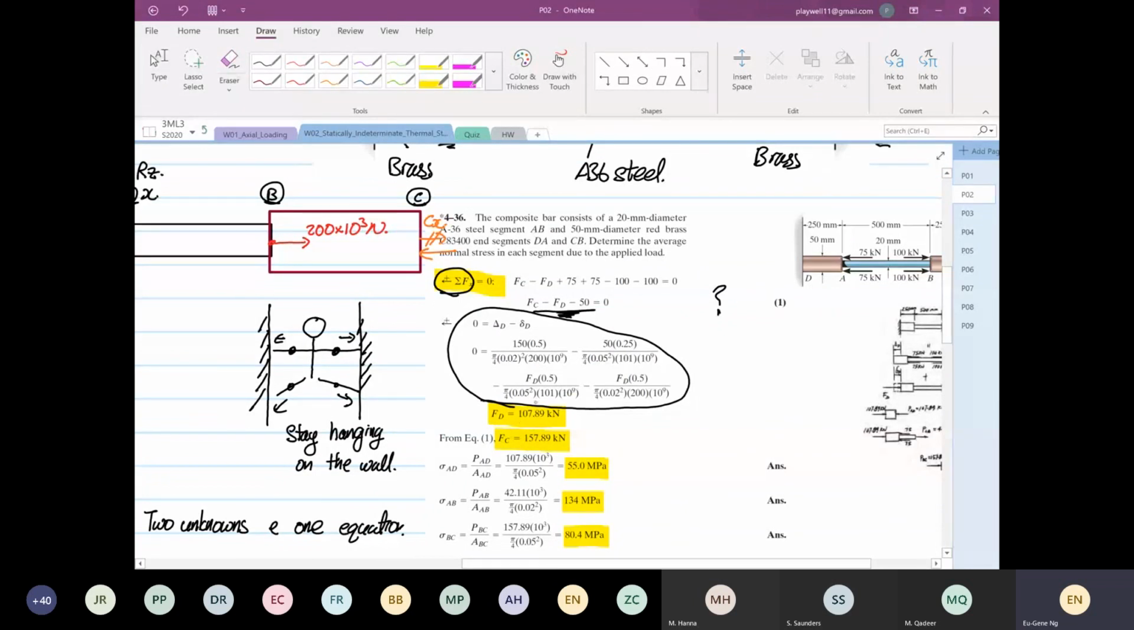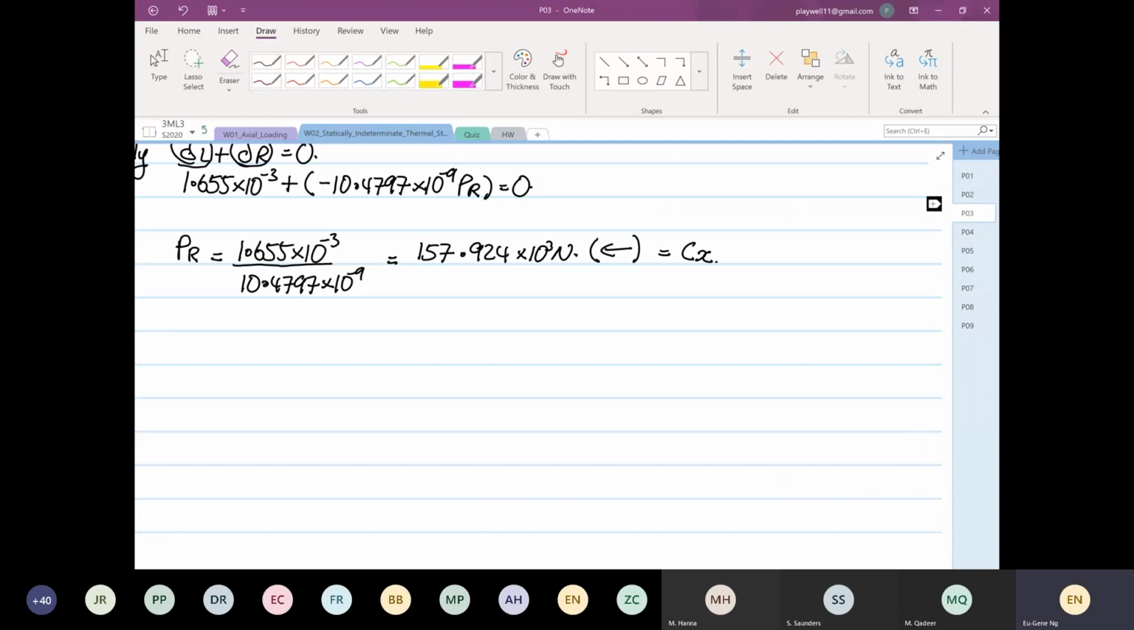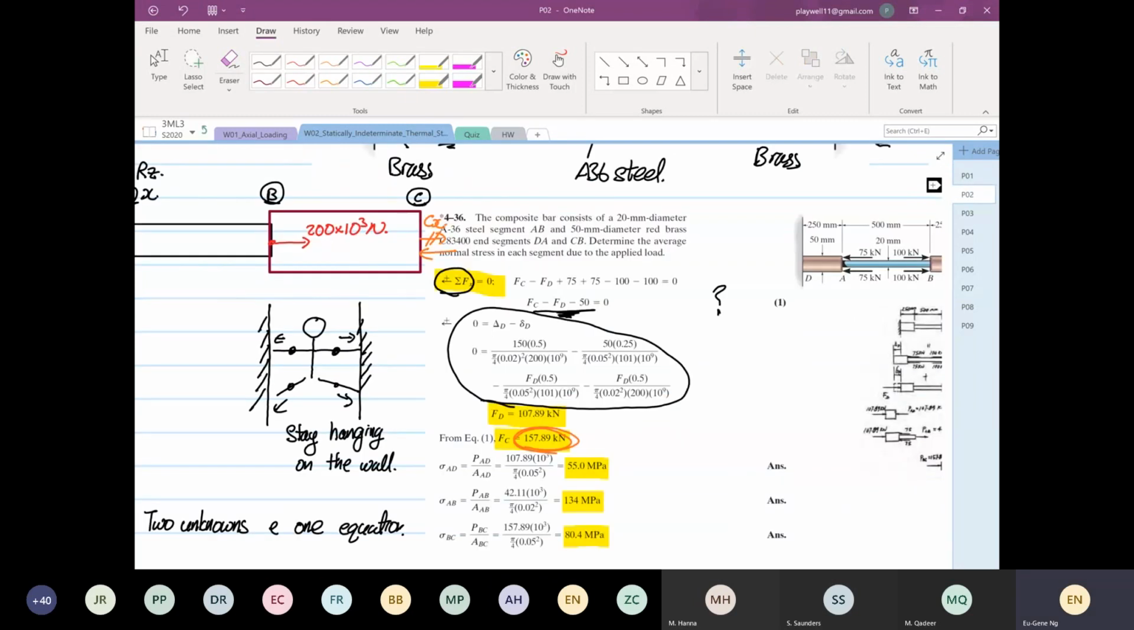So here you go. Okay. I think they have it opposite. 157. Oh, sorry, they got it correct. So they are 157. Okay, maybe I wrote wrongly. Yeah, 157. So this is our CX. Okay, our CX is 157. So there you go. So it's correct.